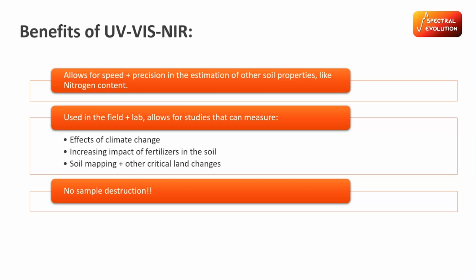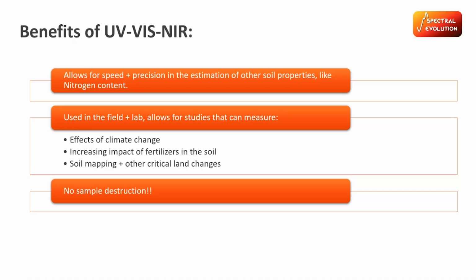If you have soil samples from past research, you'll be able to bring those into the lab and scan them under lab conditions. You can measure effects of climate change and the impact of fertilizers in the soil. You can do soil mapping, which is hugely important right now, as there's been a big effort to increase the amount of soil mapping and other critical land changes, and there's no sample destruction with this kind of analysis.